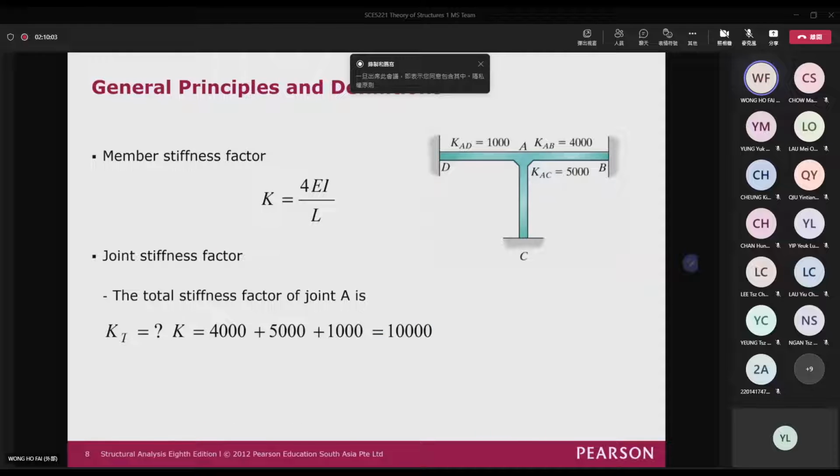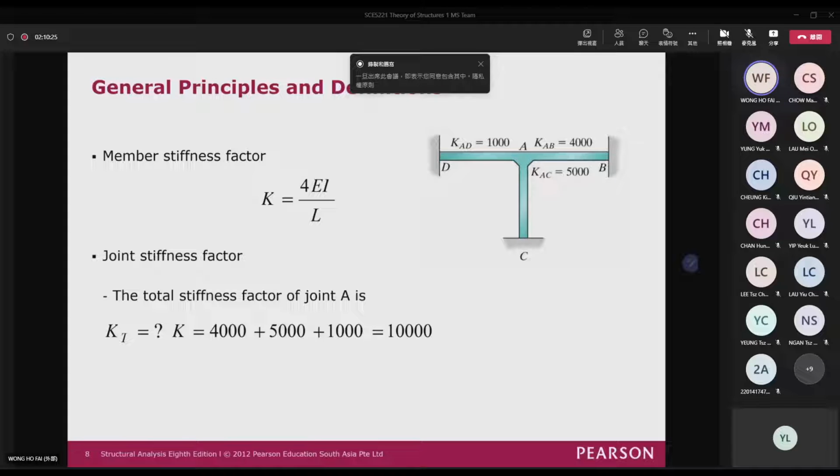And then right here, you can see that I have a T member here. I think you have some impressions for this one. Actually, it is quite similar to the one in the tutorial, right? Now, right here, you can see that you have 3 members connected to the joint A. Now, I ask you one question.